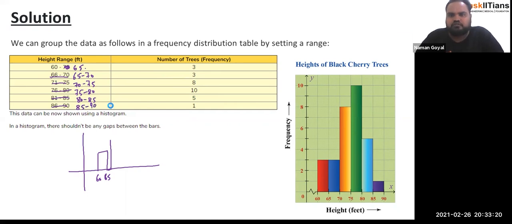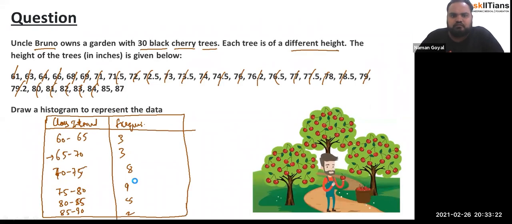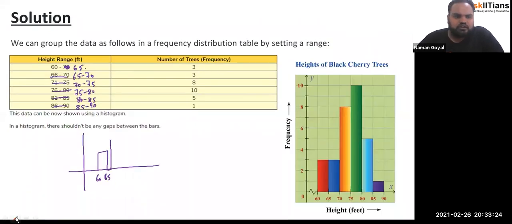I just draw this, and the frequencies are 3, 3, 8, 9, 5, 2, right? Now I change this also, 3, 3, 8, 9, 5 and 2, like this, okay. For 60 to 65, if you see, we started from 0 and then suddenly we move to 60, right? So it means we are not going to take a uniform scale at the start. So we have to show a sign which is known as the kink sign, isn't it?